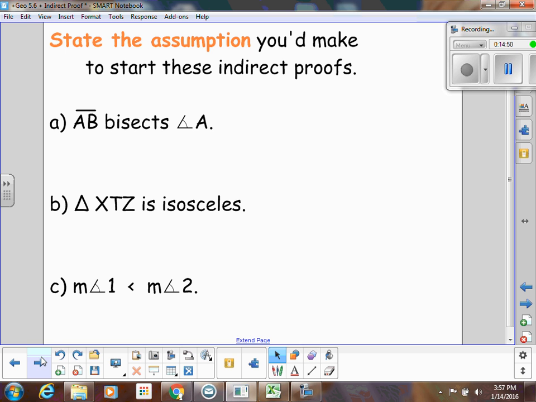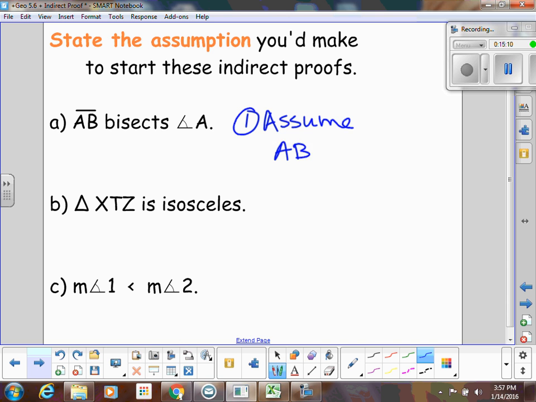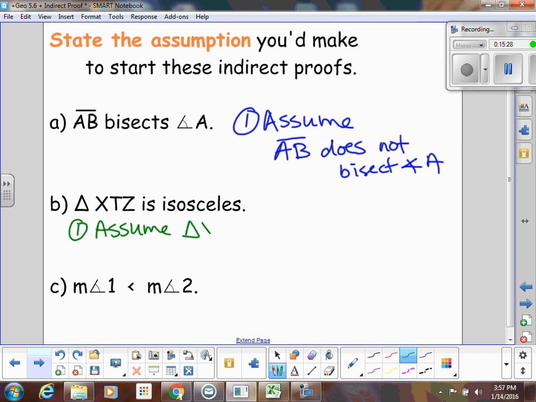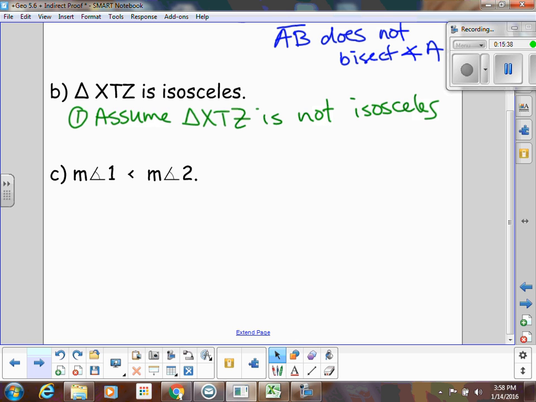First, let's just do some practice of how that assumption would look. That's step one. So we would state the assumption you'd start with in these indirect proofs. If we're trying to prove that AB bisects angle A, then in step one we would say, assume AB does not bisect angle A. So you see how we just made it the opposite. In this one, we would say, assume that triangle XTZ is not isosceles. Again, that first step is just saying the opposite of what we're trying to prove.